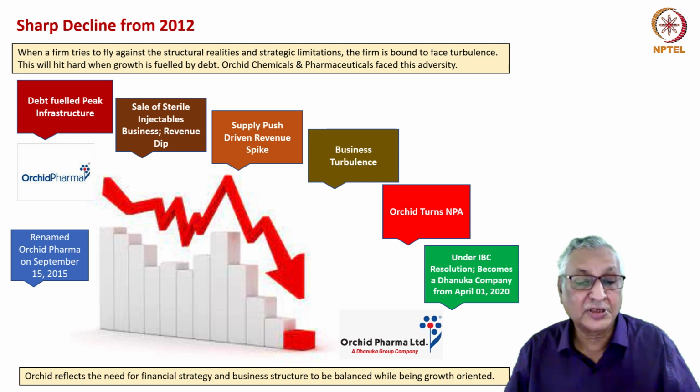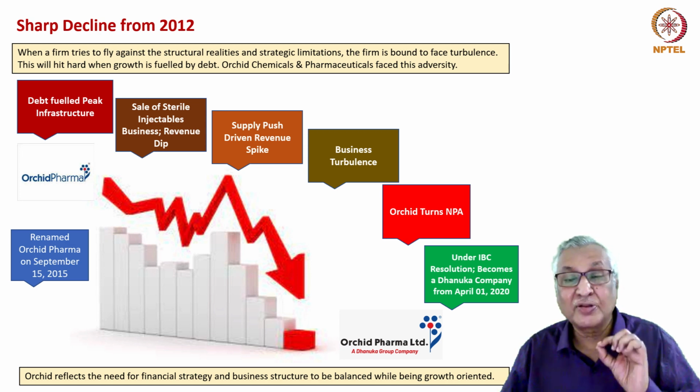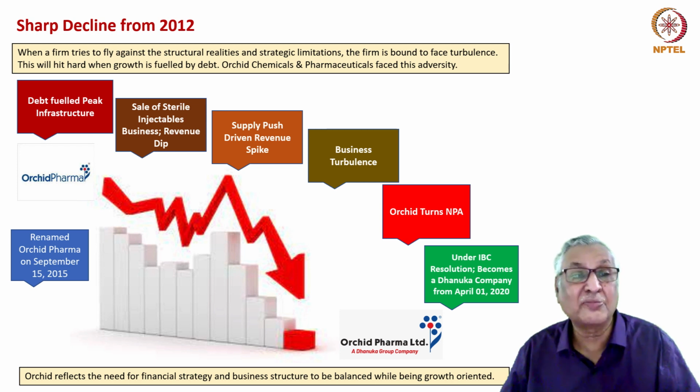Orchid reflects the need for financial strategy and business structure to be balanced while being growth oriented. But it also has some lessons on how business development develops not merely business but lays down important infrastructural and institutional strengths in a company that could help the company tide over some of the most difficult and some of the most adverse environmental setbacks too.